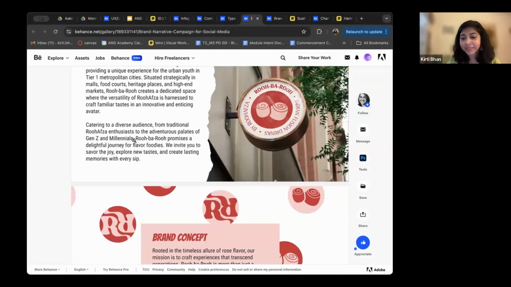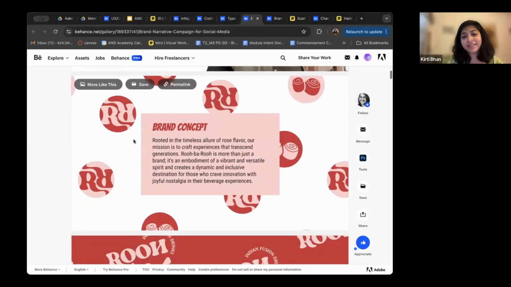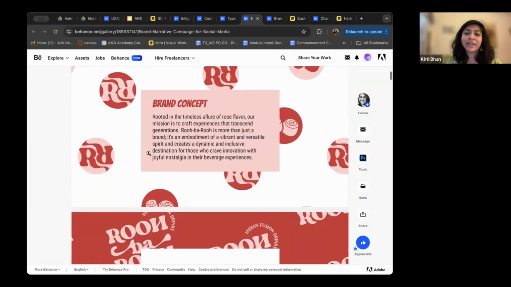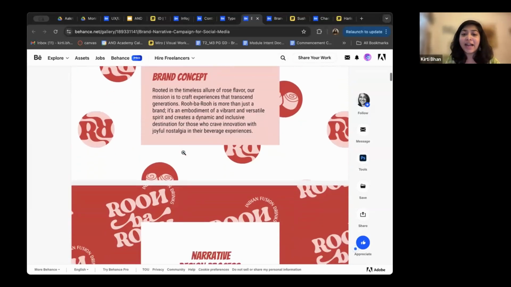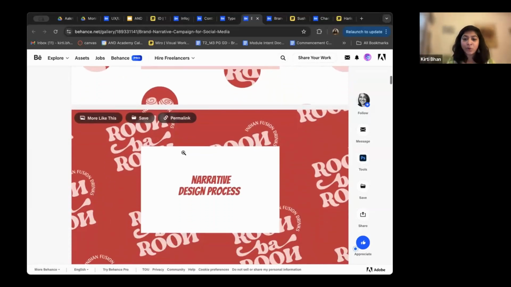So she's trying to bring that back and she's also trying to make it relevant for Gen Z and millennials. Yeah. This is the brand concept, which is talking about how it is rooted in the timeless allure of rose flavor. Our mission is to craft experiences that transcend generations. And it's not just a brand, it's more than that. So it's talking about the versatility and the spirit of it and the joy that you feel.